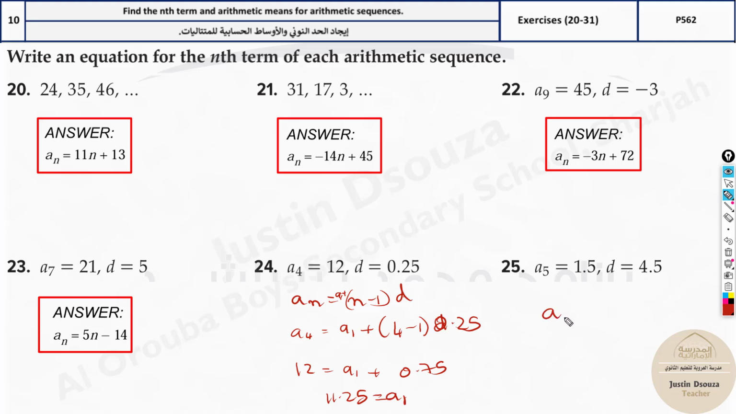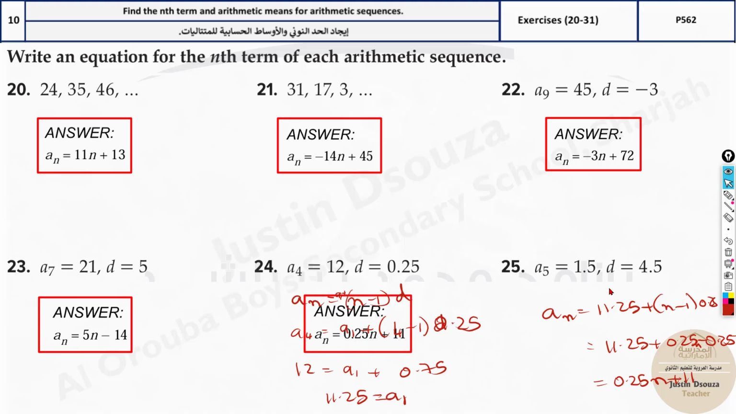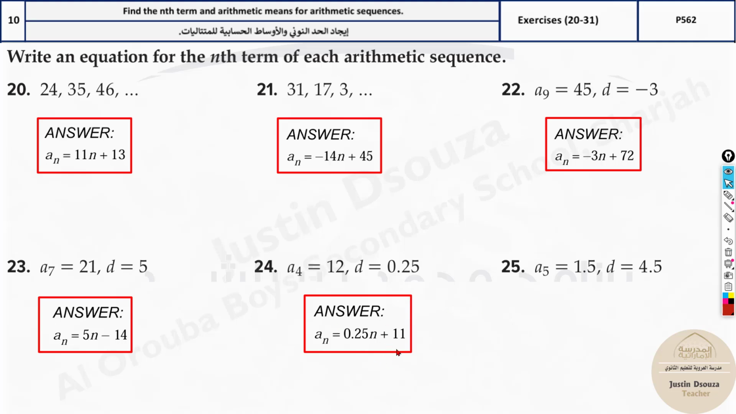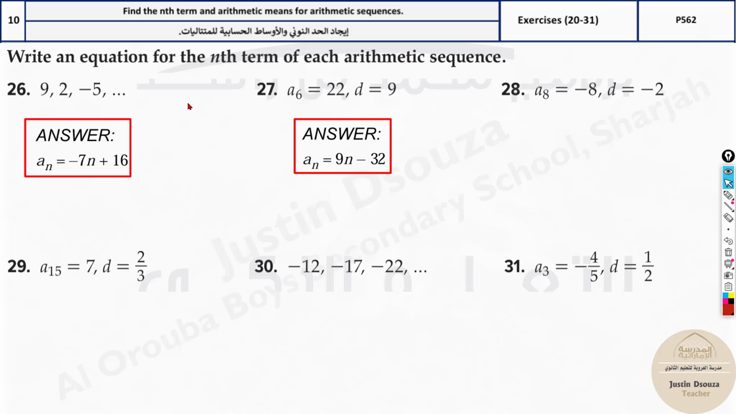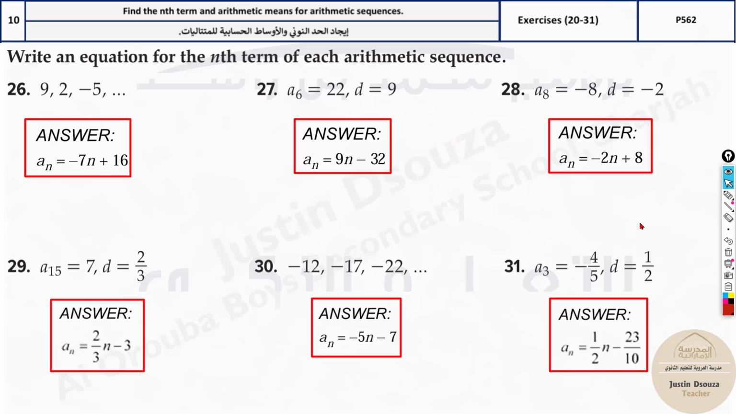Write the equation: an equals 11.25 plus (n minus 1) times 0.25. Now you can multiply this inside, it will be 11.25 plus 0.25n minus 0.25. So the final answer will be 0.25n plus 11. But this is a lengthy procedure to get this equation. The easier one is just putting values in the calculator and checking the given values. So whichever method you do, you will get the correct answer. Since you will have four options, you can do whichever method you want. You don't need to stick to the formula method itself.